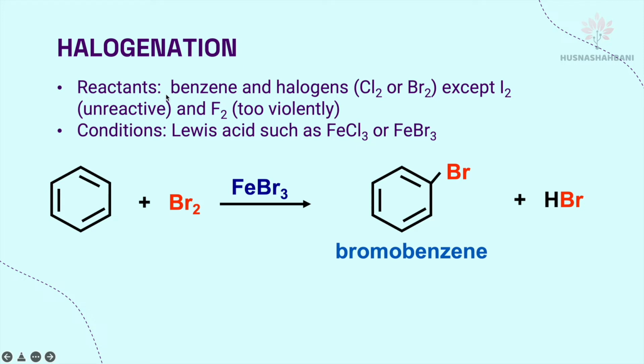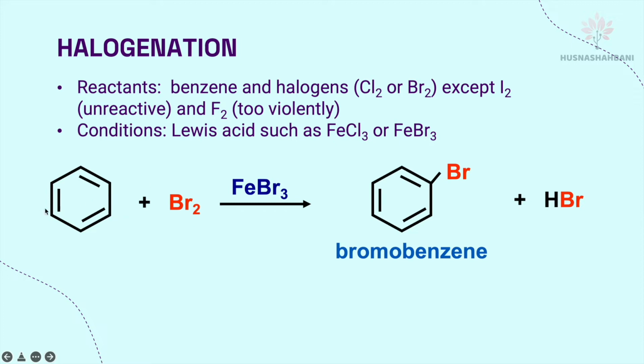Halogenation. The reactants are benzene and halogens. Halogens used are chlorine or bromine. Iodine is not used because it is unreactive. Fluorine will not be used because it is too violent. The condition for this halogenation of aromatic compound is Lewis acid such as FeCl3 or FeBr3.